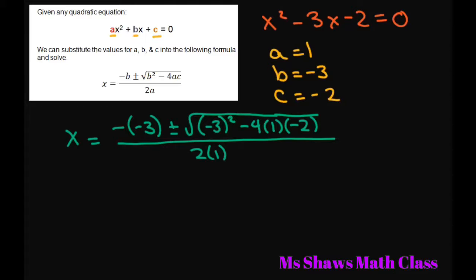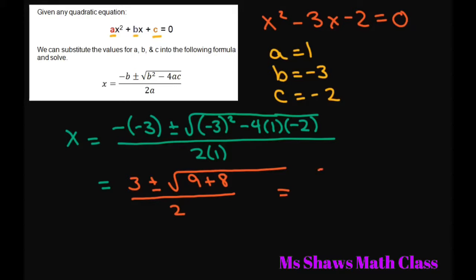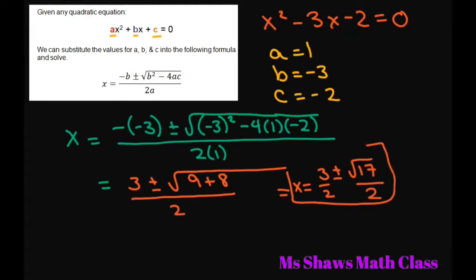Now cleaning that up, we're going to get 3 plus or minus square root of 9 plus 8 divided by 2. So this equals 3 plus or minus square root of 17 divided by 2. But you can put the 2 under each piece, and that is what your x would equal here. And that's your final answer.